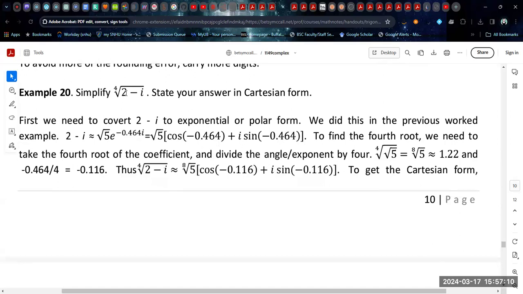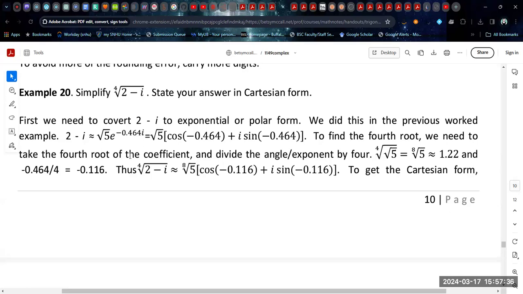Now, it won't necessarily do all of these multiple roots for you, so you still have to know how to use these formulas. So if I want to simplify this fourth root of 2 minus i, again, I want to convert this to polar form. So I end up with the square root of 5, because this is 4 plus 1 under the radical. And in the previous example, I found this angle.